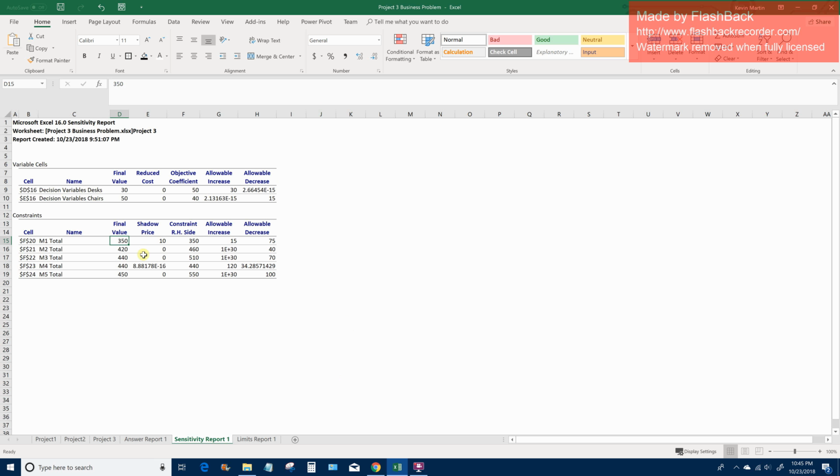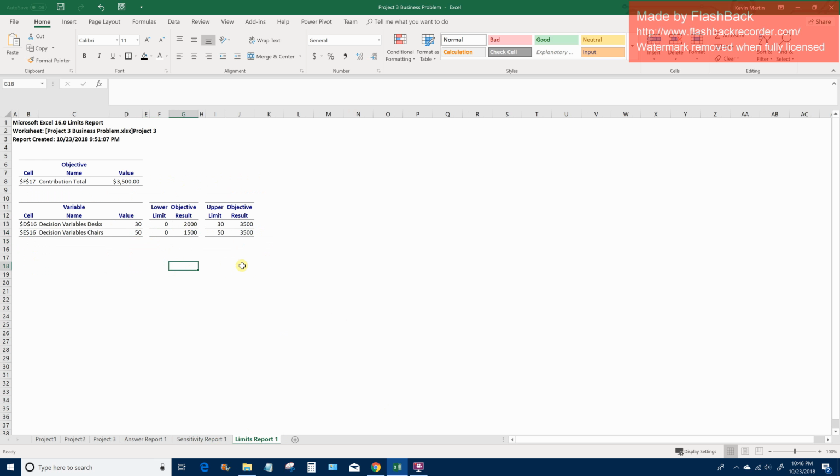We can also see that it has to be within this allowable increase. So it can only increase by 15 units before this is no longer true, and we have to rerun Solver. So if I can do it another hour, I can do it another 10 hours if I got a new machine per se or whatever. But I couldn't do it for 16 hours because then I would not see that 10 unit increase in our contribution margin. So we'll go over to our limits report.